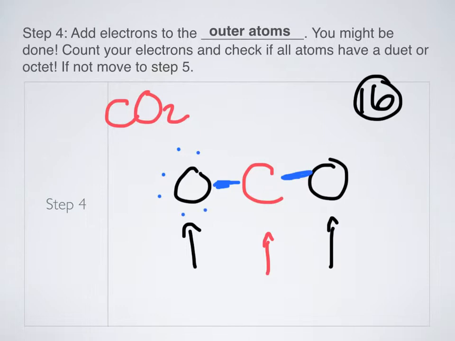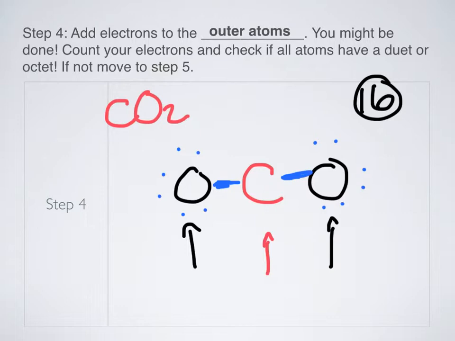Why do I stop there? Well, look at my picture and my left oxygen. It has 8 electrons around it. That single bond counts as 2 electrons. So now I keep adding them. We're going to move on to my next oxygen. I have 11, 12, 13, 14, 15, 16.